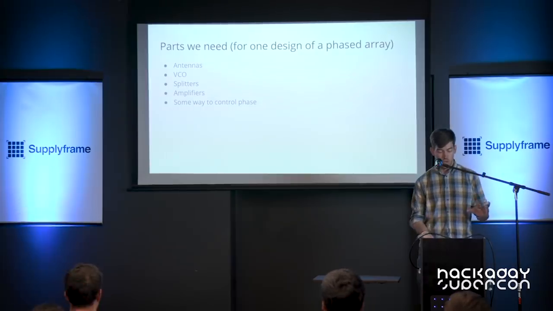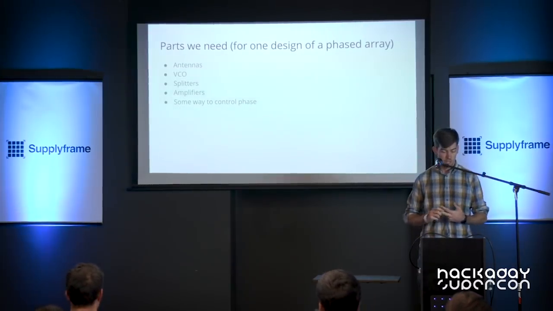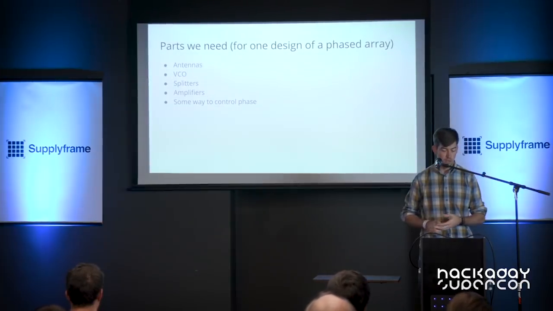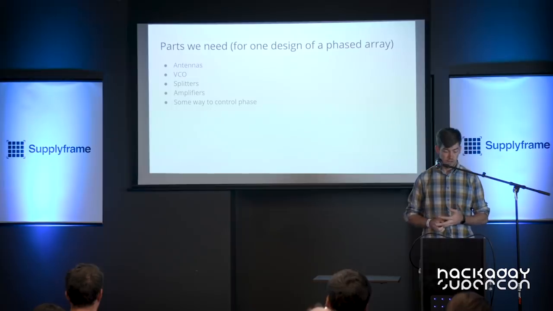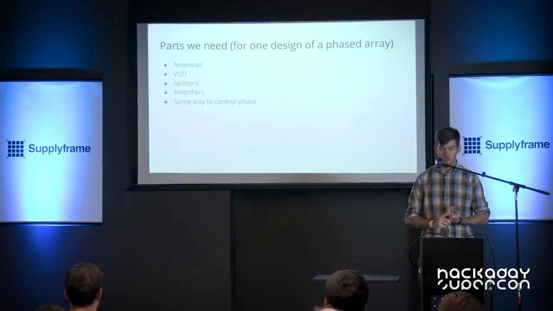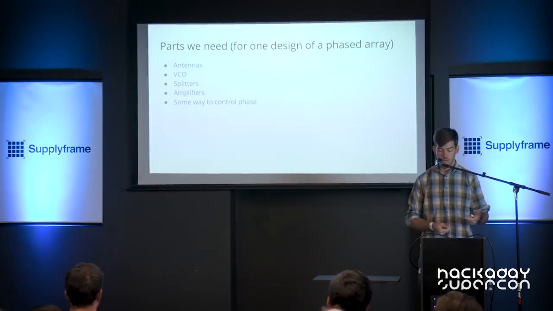So to actually build one, these are the parts that we need. We need some antennas, we need a VCO, voltage-controlled oscillator, or some sort of synthesizer to generate what we're going to transmit. We need some splitters, we need some amplifiers, and then we need some way to control phase. I'm going to call out a bunch of parts on here if you want to build along. At the end of this talk, I'll have a link to the slides if you want to download them now and check it out. But these are all going to be Mini-Circuits parts.